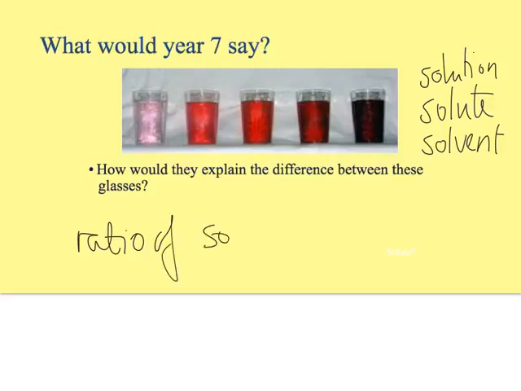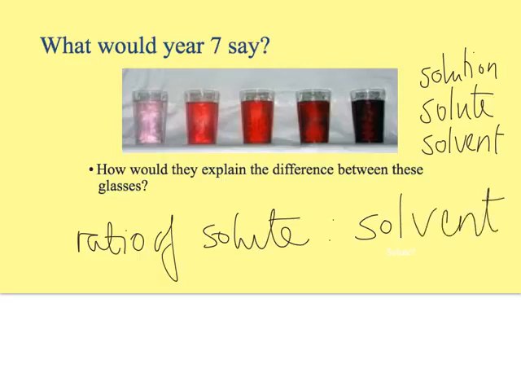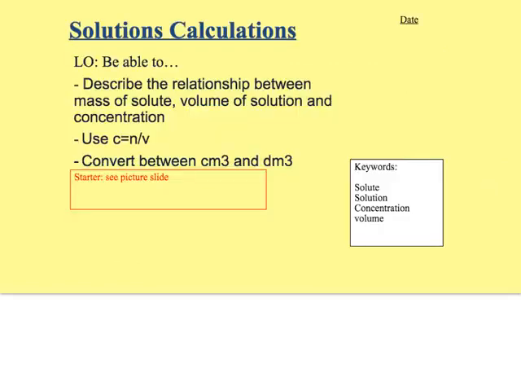of your solute to solvent. Okay, that's what you're seeing here, and this is what you're familiar with if you make squash. So the topic here now is called solutions calculations, and you'll need to be able to describe the relationship between a mass of solute, volume of solution, and concentration.